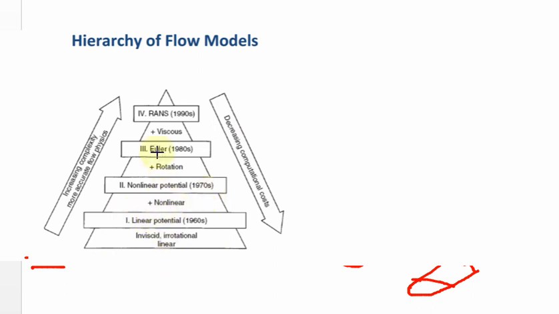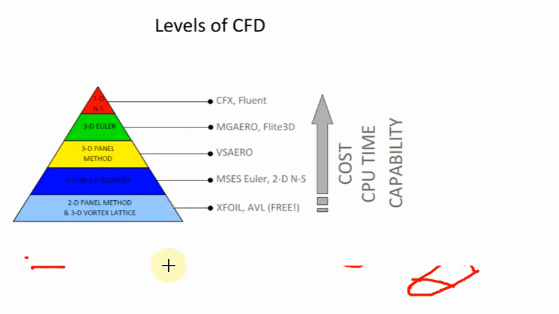Just have a look at how the flow models will be added one by one, and similarly at the software level also. When you're using software, there are many free software packages available. Here is the basic level, the 3D vortex lattice. The vortex lattice is nothing but the next level of the vortex panel method.